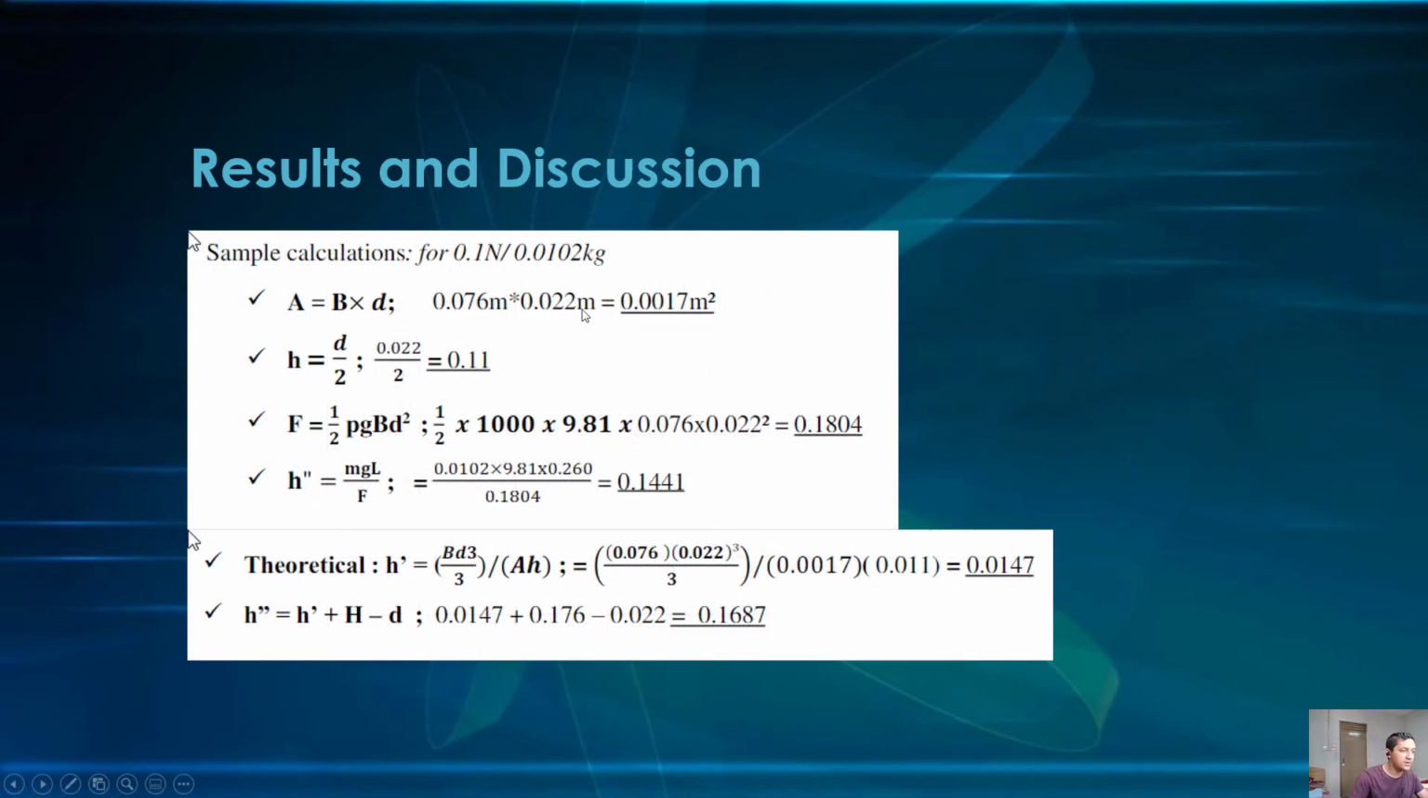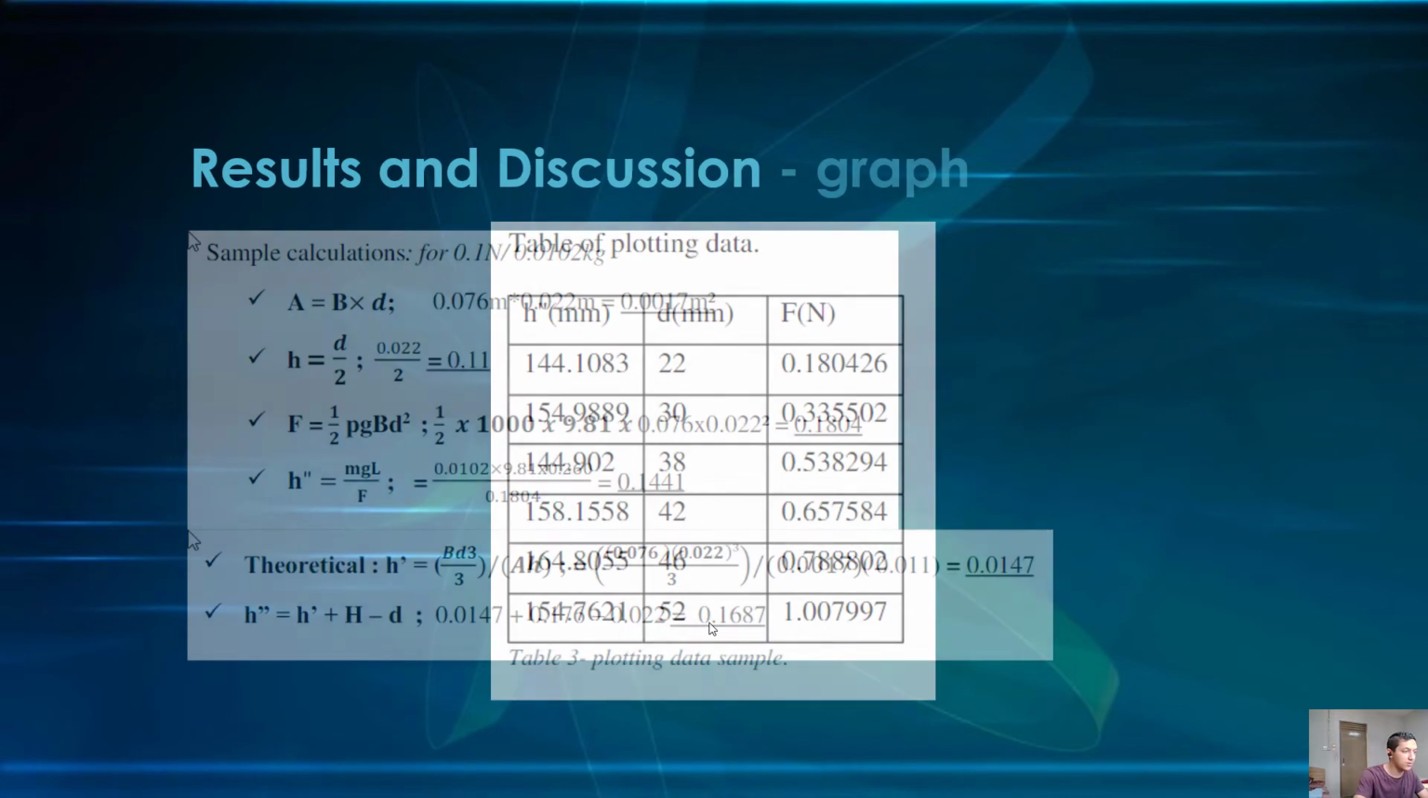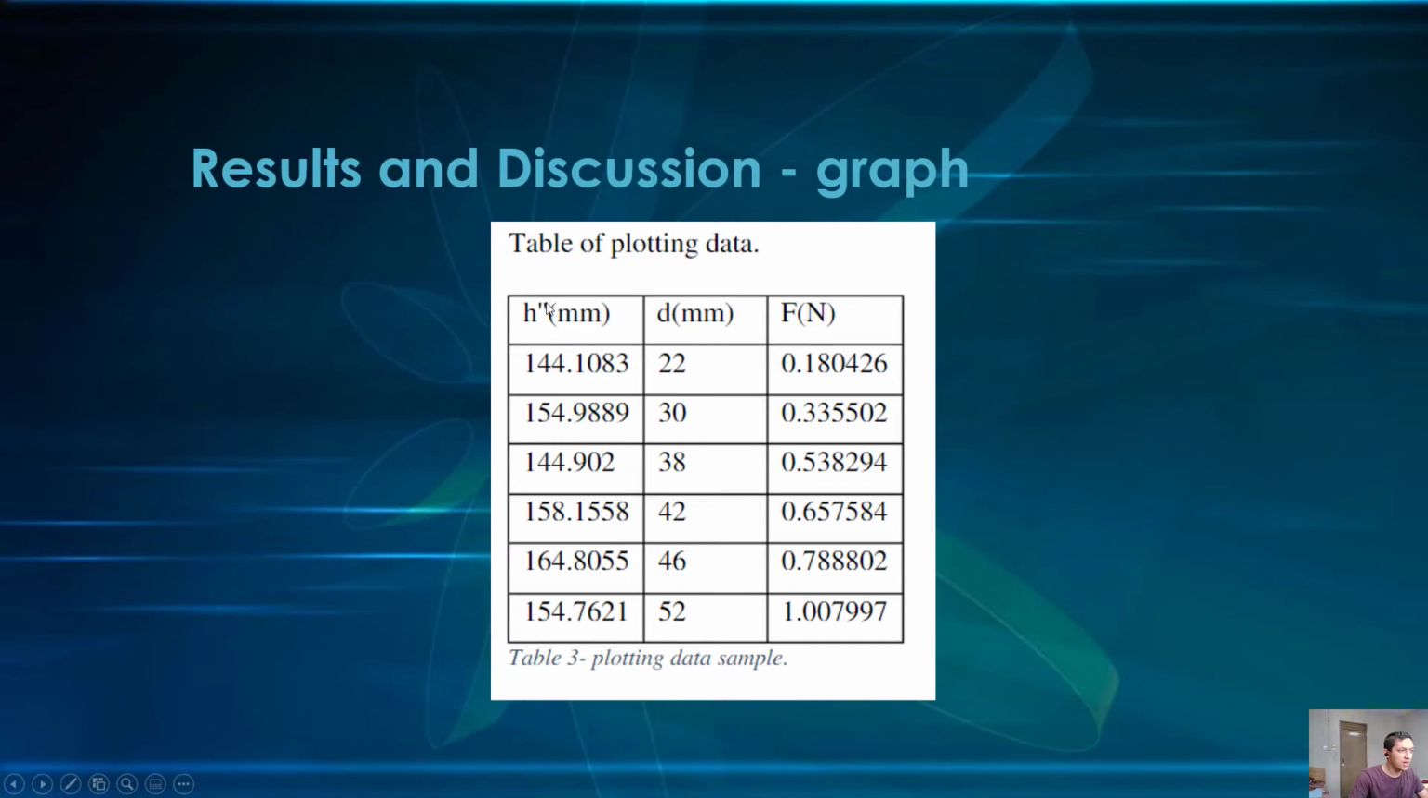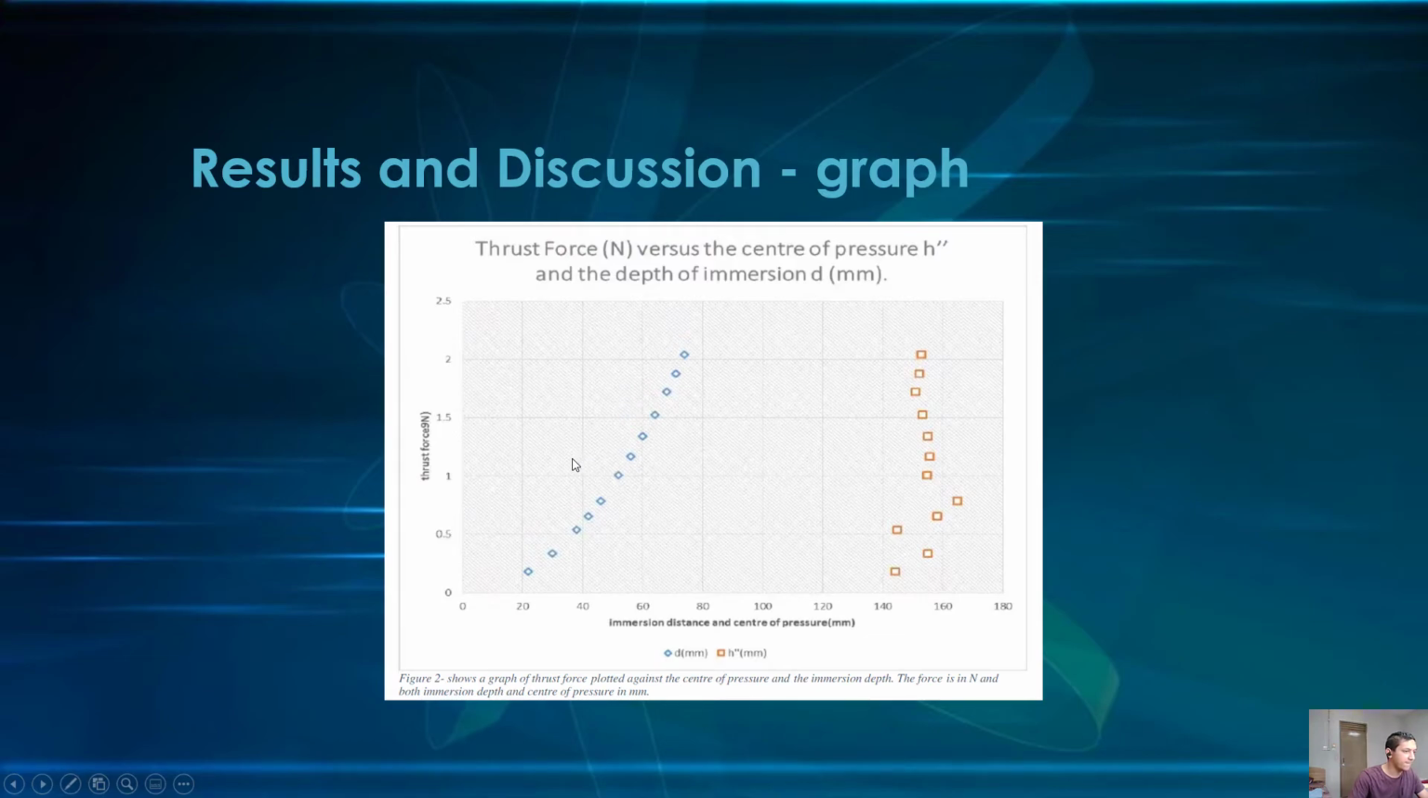And here are some sample calculations, how we find H double prime. Using that formula and theoretical values, we find the experimental and theoretical ones. And then we extract H double prime, D, and F to plot our data. As you can see, this is the force versus the center of pressure and the depth of immersion. Our graph has some inconsistency here. It's because it's experimental and there can be some errors here, but however when the line goes up, it goes quite well.